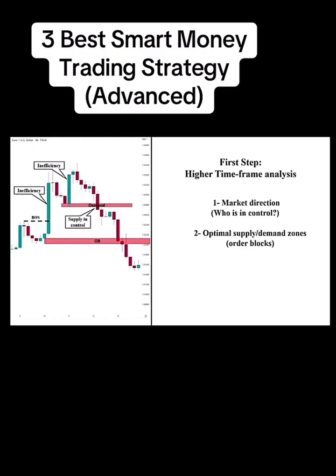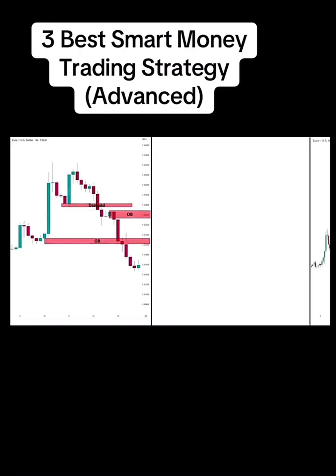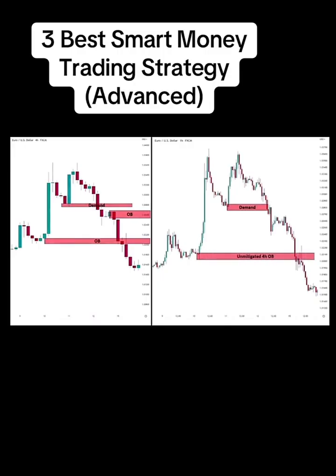Once again, we had inefficiency with a break of structure, so we mark the new order block. And this zone would make a perfect selling opportunity, and our target would have been the next unmitigated order block. We can see much more detail if we look at the same chart in a 1-hour time frame.